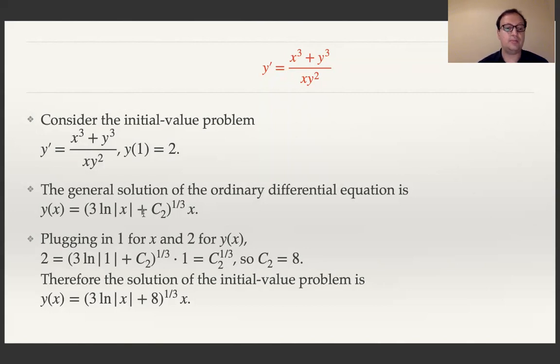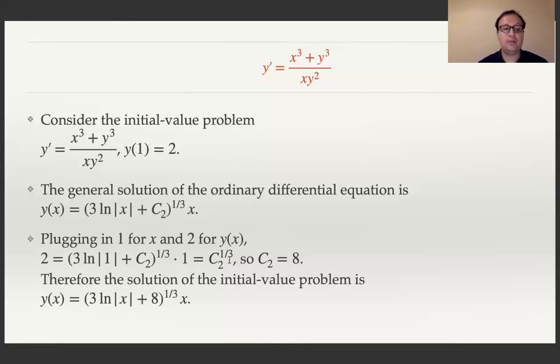So plugging in 1 for x and 2 for y of x, so y of 1 should be 2. We get that 2 is equal to 3 times natural log of absolute value of 1 plus the constant raised to the power 1/3 times 1. But natural log of 1 is 0, so that part goes away. And multiplication by 1 also goes away. So we get that 2 is equal to the constant raised to the power 1/3. Then the constant should be equal to 2 raised to the power 3, so it's 8.